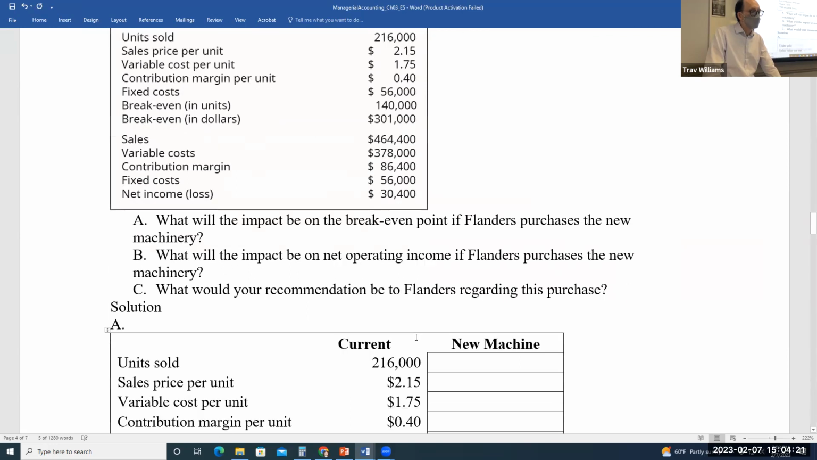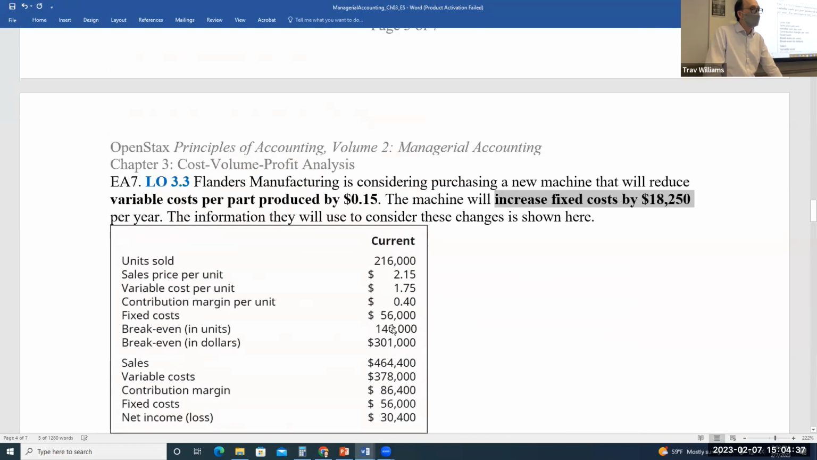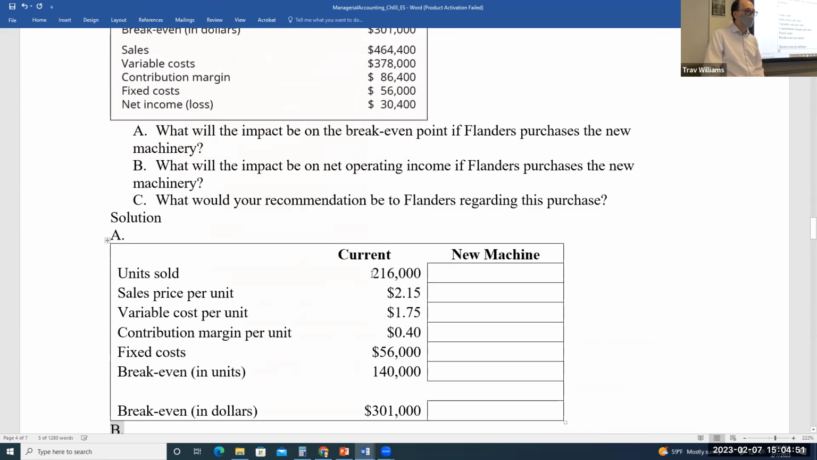So a lot of this data have already been put in here for us. Now, with the old machine, we have 216,000 units sold. All we're changing here is fixed costs and variable costs. There's no change to the sales price and no change to how many units we're expecting to sell. Okay, we're only changing the costs. So with the new machine, we still have 216,000 units sold, and we still have a sales price of $215 per unit.